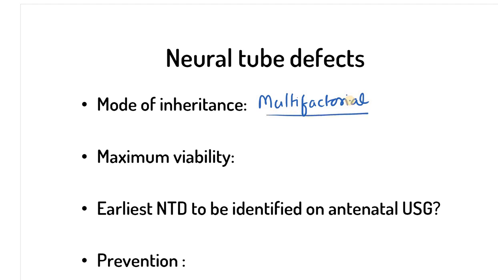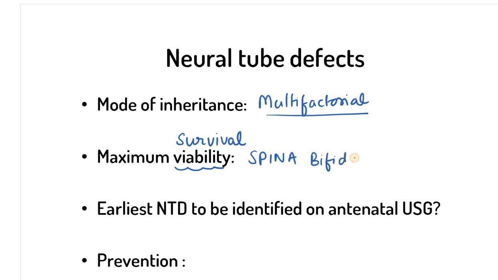Right. One of the important factors being deficiency of folic acid. You all know that. Which neural tube defect is associated with maximum viability? What is the meaning of viability? Viability means nothing but survival. So they are asking which neural tube defect has maximum chance of survival. It is supposed to be one of the benign neural tube defects. What is that? It is spina bifida occulta.